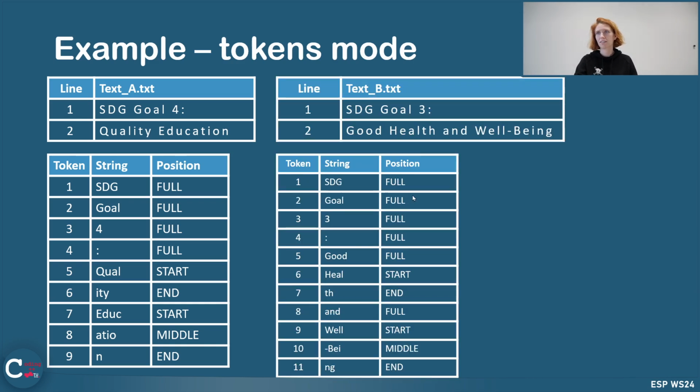So you get... the texts might be of different length, so you get a different amount of tokens: 9 tokens for text A and 11 tokens for text B. And for the tokens mode, you just have to split this and then print them out in a certain format. That's everything for tokens mode.